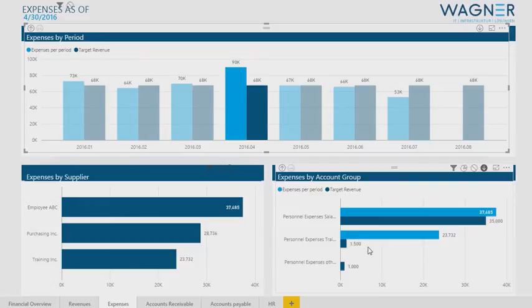With this information we gleaned from just a few clicks, we now know of at least one possible reason why April was an expensive month and can take action to get these expenses under control.